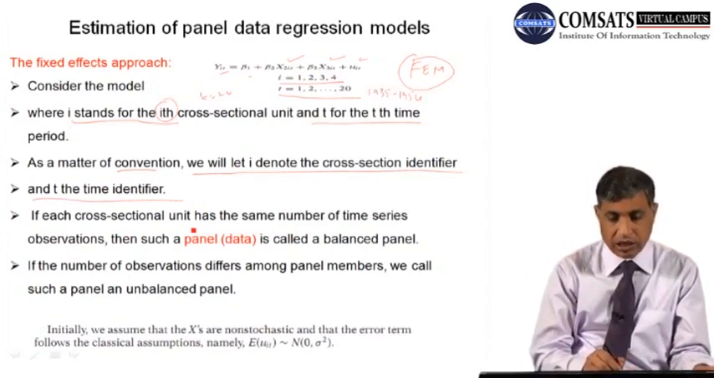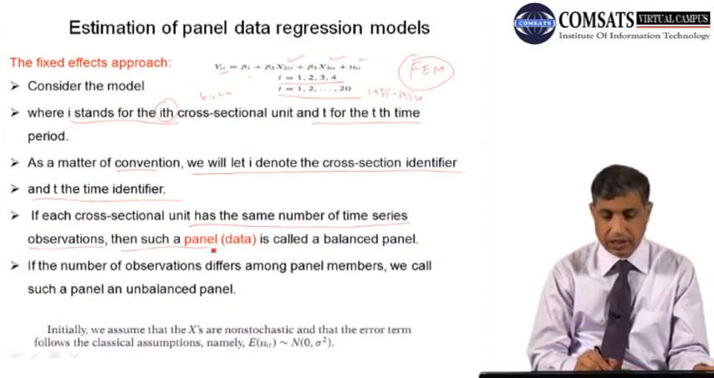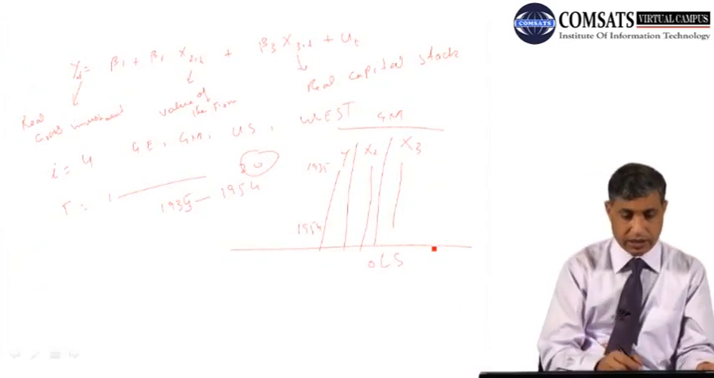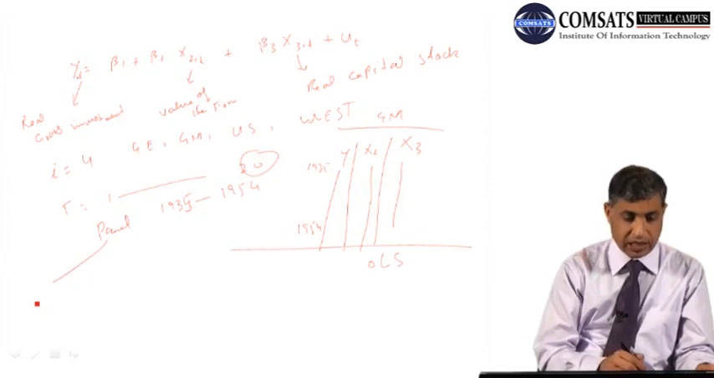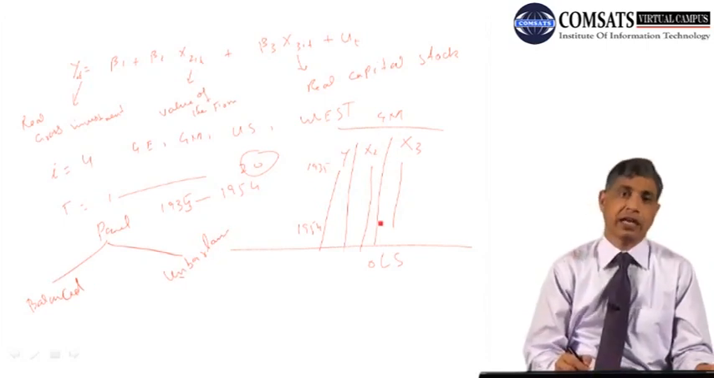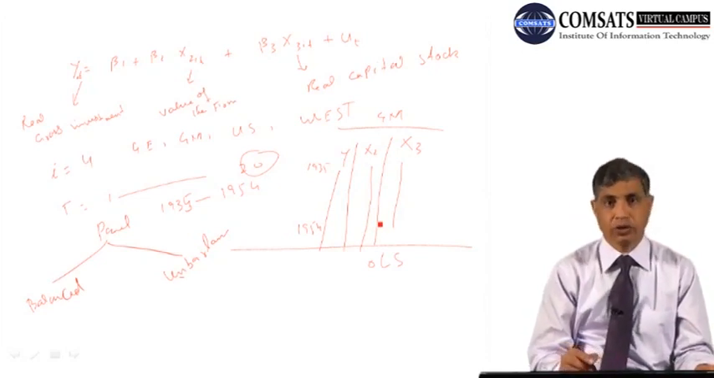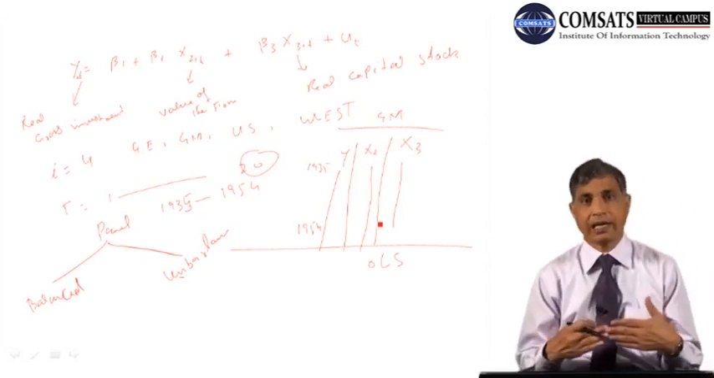If each cross-sectional unit has the same number of time series observations, then such panel data is called balanced panel data. Panel data has two kinds: this is the balanced and this is the unbalanced. If you look at this, it is balanced data, because for all the firms, General Motors, General Electric, Westinghouse, and United States Steel, the number of time units is 20. So this is balanced data.